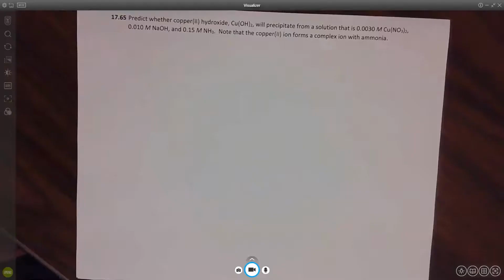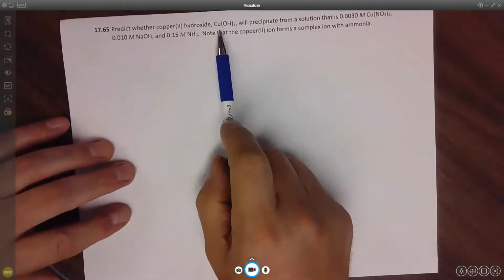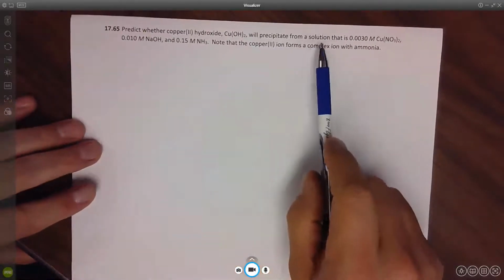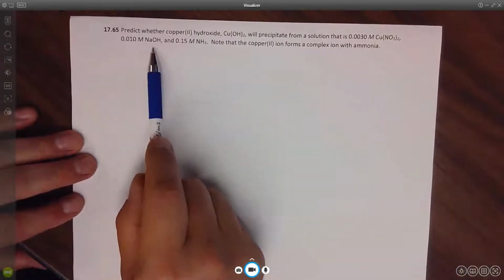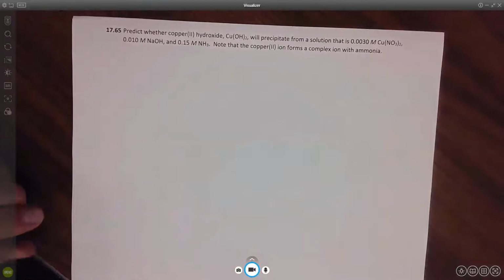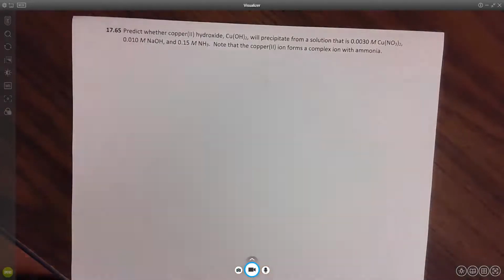Okay, that's it for this chapter. Number 65. It wants us to predict whether copper 2 hydroxide will precipitate from a solution that is 0.003 molar copper 2 nitrate, 0.1 molar sodium hydroxide, and 0.15 molar ammonia. And then it says, note that the copper 2 ion forms a complex ion with ammonia. Okay, so let's deal with just the first part of it.